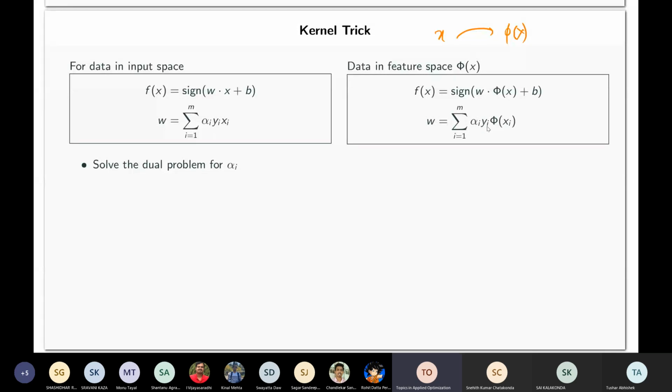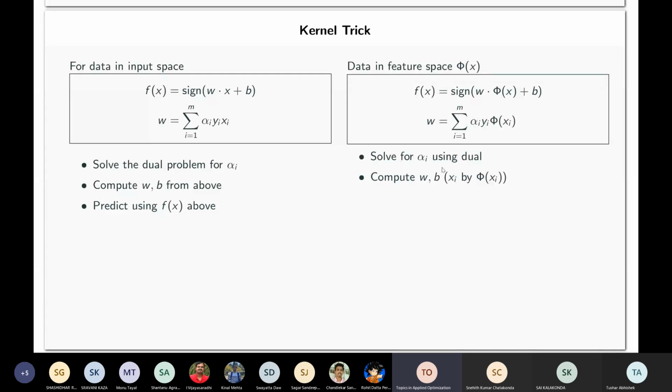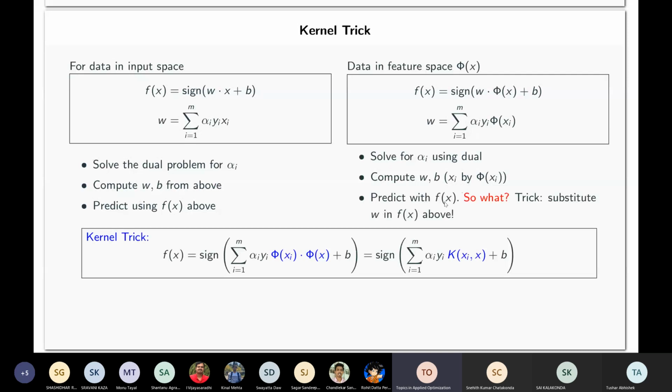Wherever I have x, they are mapped by phi. And in this case, what do we do? We solve the dual problem for alpha i, compute w and b from above, and then predict f(x).